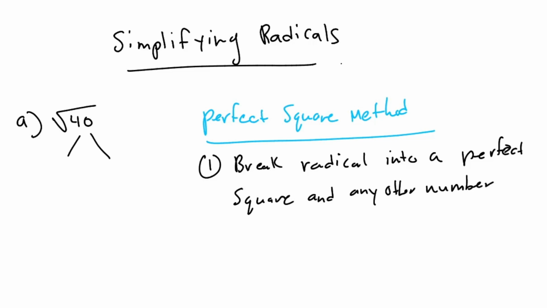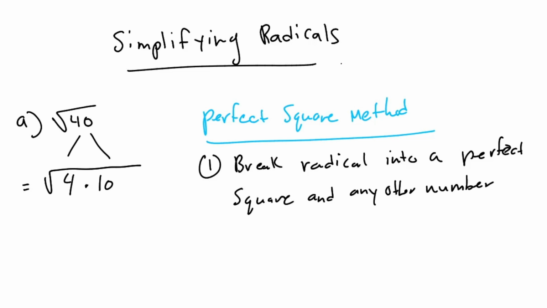So let's say I have square root of 40 here. What can I break 40 into? I can break it into 4 and 10. Now why did I choose 4 and 10? This is because 4 is a perfect square number, because if I have a square, I can do 2 and 2, right? If we take the square root of 4, we'll get 2.